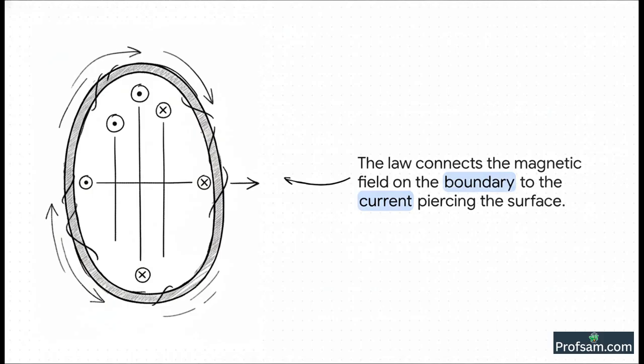This diagram here shows the idea perfectly. Look, we have some imaginary closed loop. You can think of it like a boundary. And we have some currents that are passing through the surface that is formed by this loop. Now what Ampere's law does is it creates a connection, a link, between the magnetic field that exists on this boundary and the total current that is piercing through the surface. It's a relationship between what's on the edge and what's going through the middle.